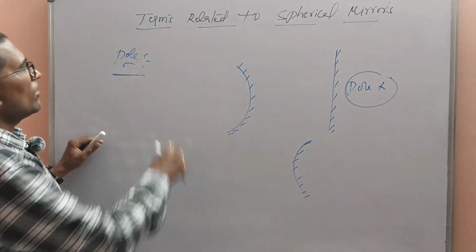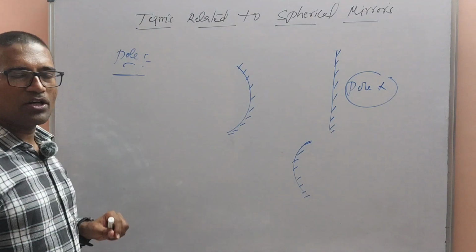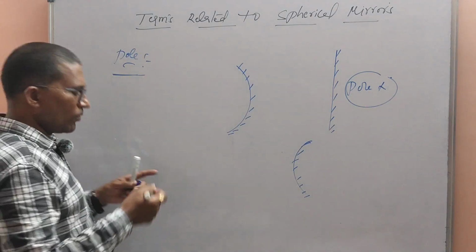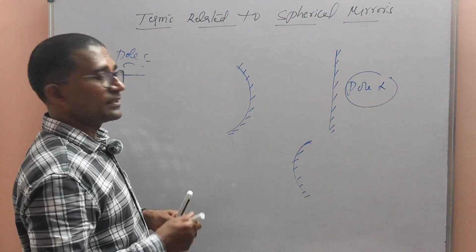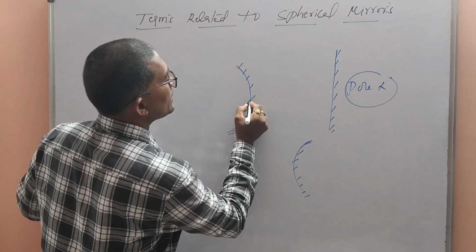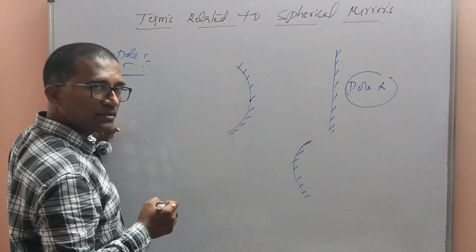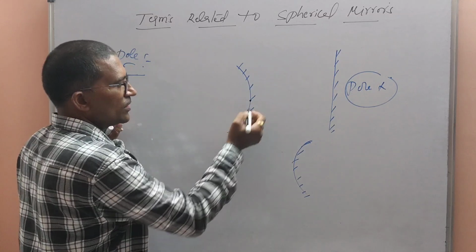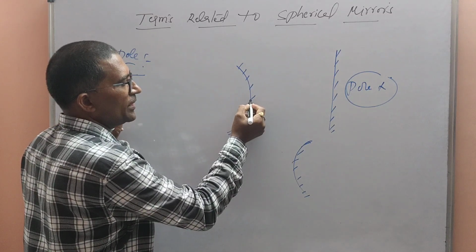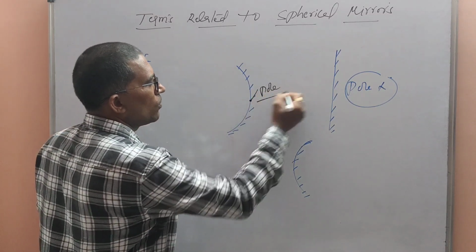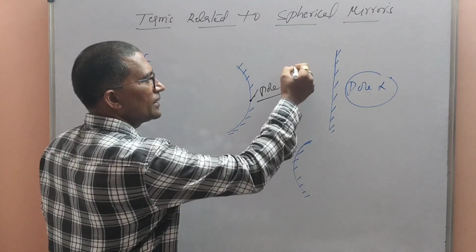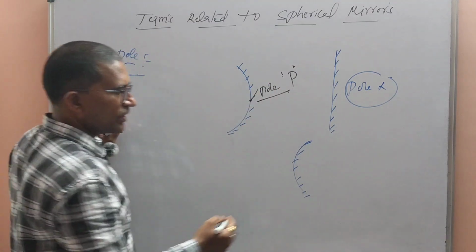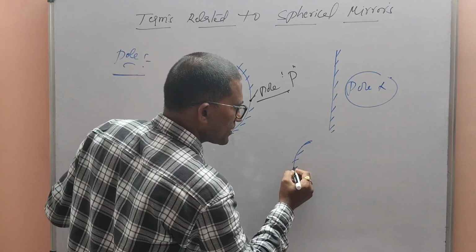Whereas for a concave mirror and a convex mirror, we have a pole. What is the meaning of a pole? The geometrical center or midpoint of the mirror. This is a reflecting surface. The geometrical center or midpoint of the mirror is called the pole. It is denoted by the letter P. Now for a convex mirror, this is the pole.